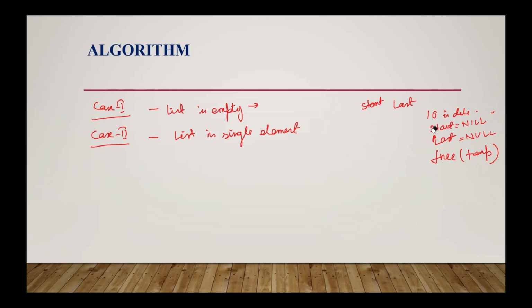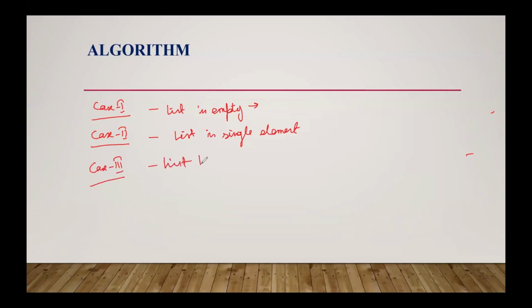So now start and last both point to null. So the list is empty. After deletion of a single element, the list is empty. This is what we have to follow whenever a single element is present. The next case is if more than one element is present. So case three: the list has more than one element.